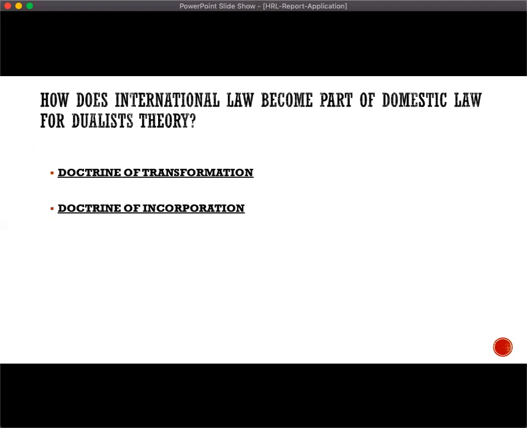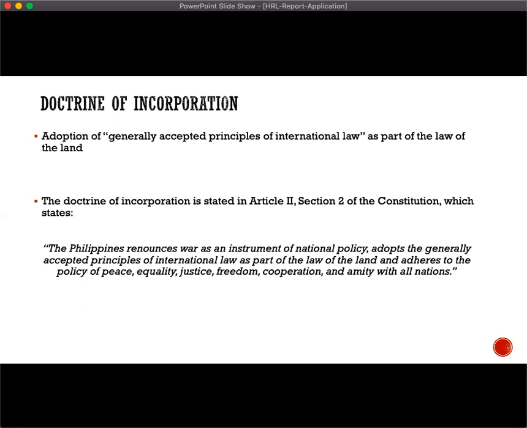So how does international law become part of the domestic law for the dualist theory? There are two main applications being used: the doctrine of transformation and the doctrine of incorporation, which will be discussed later on. Just to give you an idea, the doctrine of incorporation means that generally accepted principles of international law are part of the law of the land.